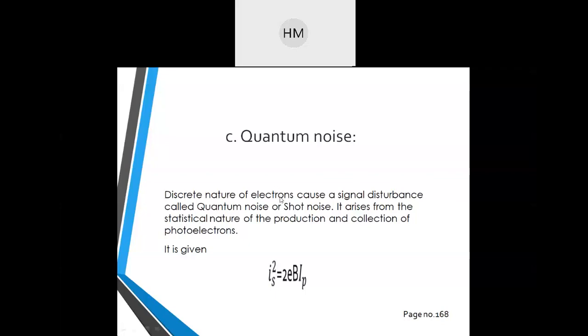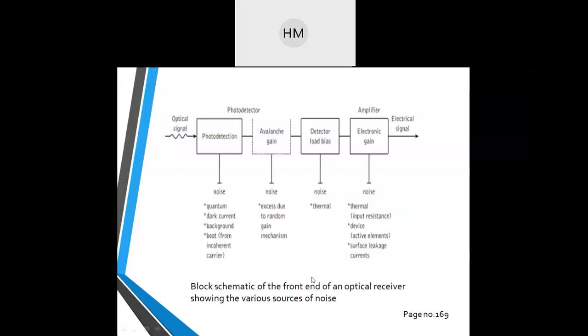Quantum noise. Discrete nature of electrons causes a signal disturbance called quantum noise or shot noise. It arises from the statistical nature of the production and collection of photoelectrons. So it is given by 2eBIP. All these are your noises. Then this is your diagram of optical receiver.